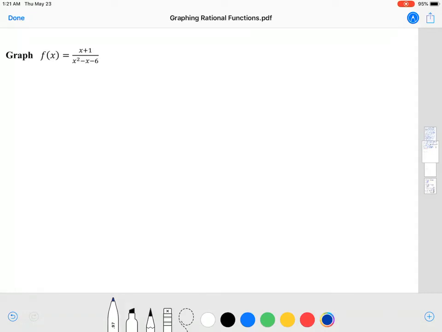Okay, the second example for graphing a rational function, you always want to first start off by simplifying it if you can. This bottom can be factored and possibly cancel with that x plus 1 on the top, so I have to factor the bottom to check. If I factor the bottom, I'm going to get x minus 3, x plus 2. And as you can see, I don't have any common factors, so I can't really simplify this.